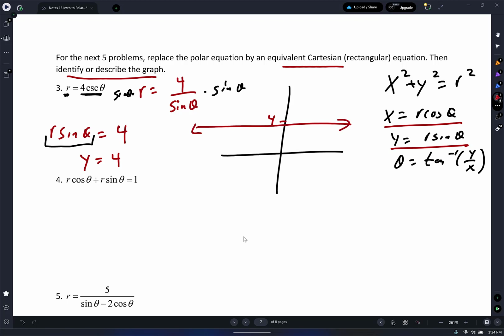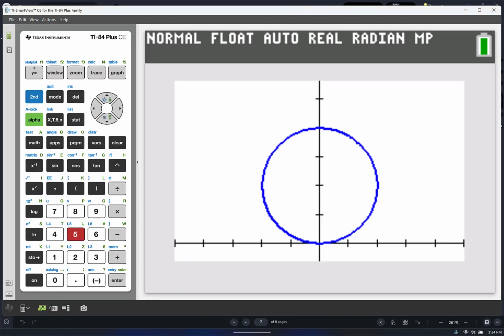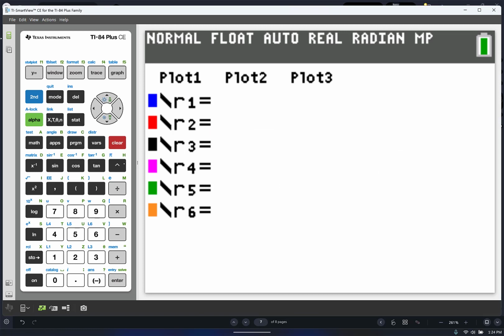And that's it. And if you were to graph 4 cosecant theta on your calculator, you would get that line. So look, y equals, clear it, cosecant's the reciprocal of sine, so I'm just going to go 4 divided by sine theta.